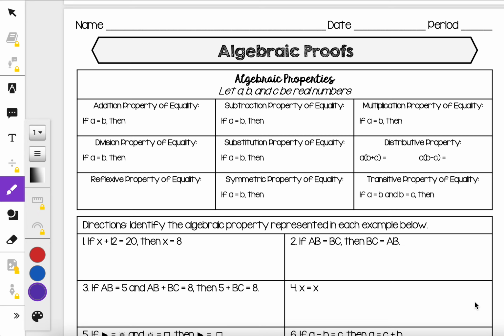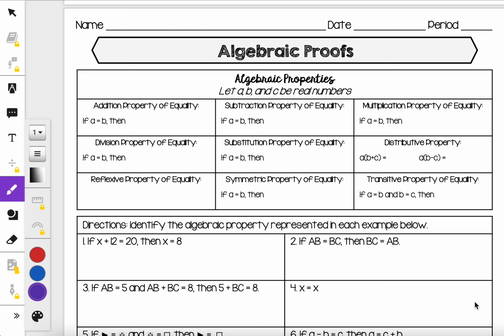This lesson is going to be on algebraic proofs. So we are officially starting the point in geometry where we're going to start doing two-column proofs. And to ease our way into that, we're going to look at something called algebraic proofs. So we're really just going to be solving equations and then using some of these algebraic properties to justify our reasoning and justifying each step when we solve our equation.